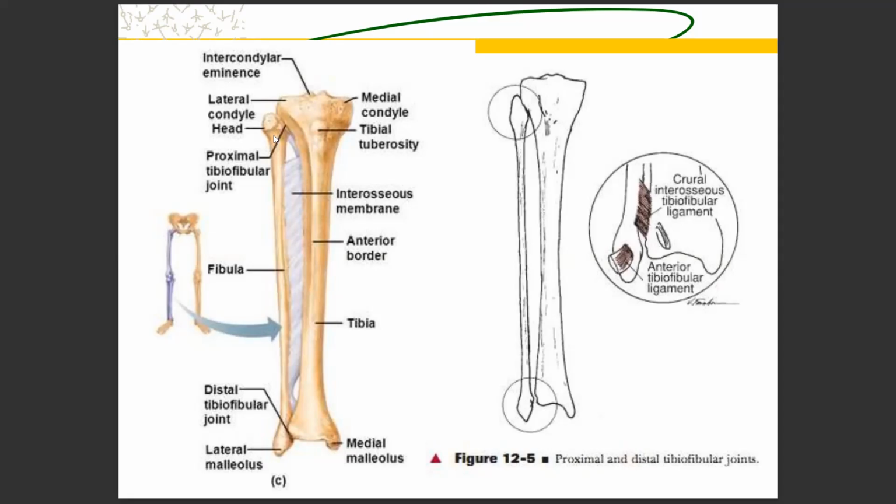This is the proximal tibiofibular joint, which is actually a plane synovial joint. These two are the lateral and medial condyle of the tibia. This is the tibial tuberosity, where the ACL is attached. Sorry, where the patellar tendon is attached, here at the tibial tuberosity. While these are the intercondylar eminence.